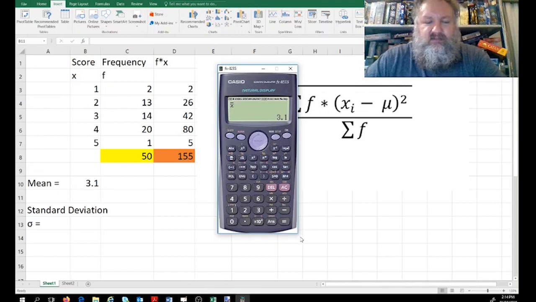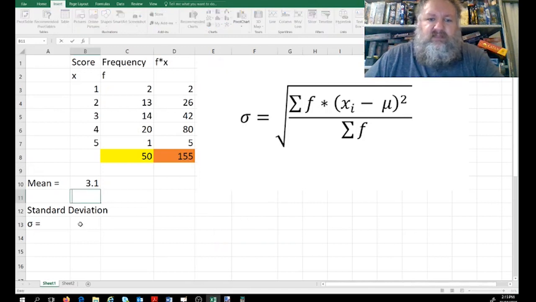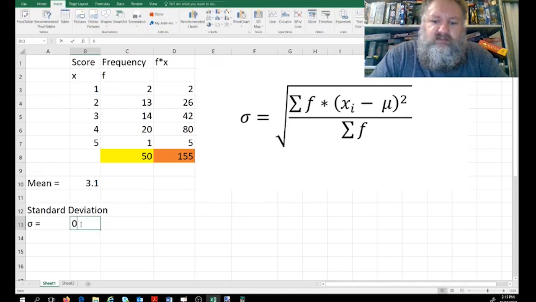So let's do the standard deviation. We clear that. We go shift to the stat, to the one variable, and we have the complete population, so we want the third one there, x sigma n. And there we go, 0.9433, so we can put that in. We'll just type that in.